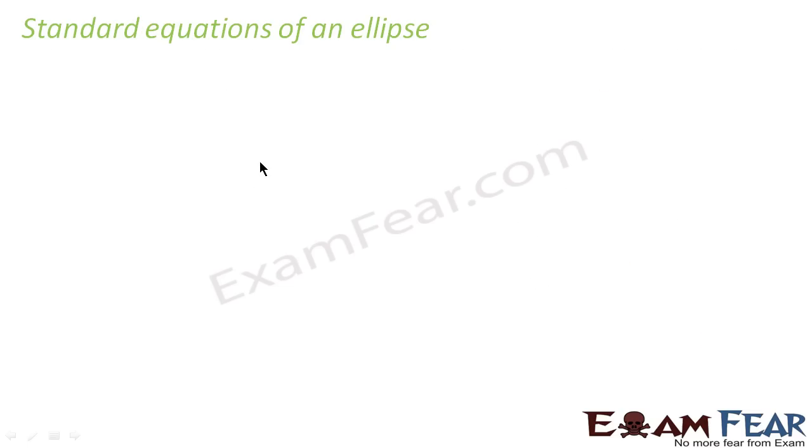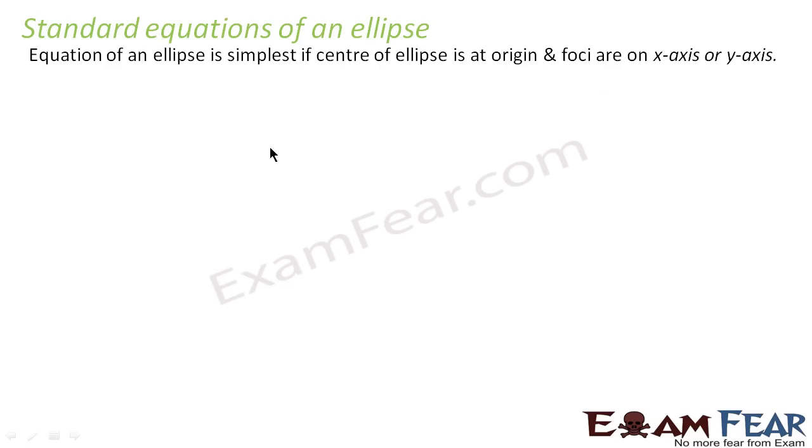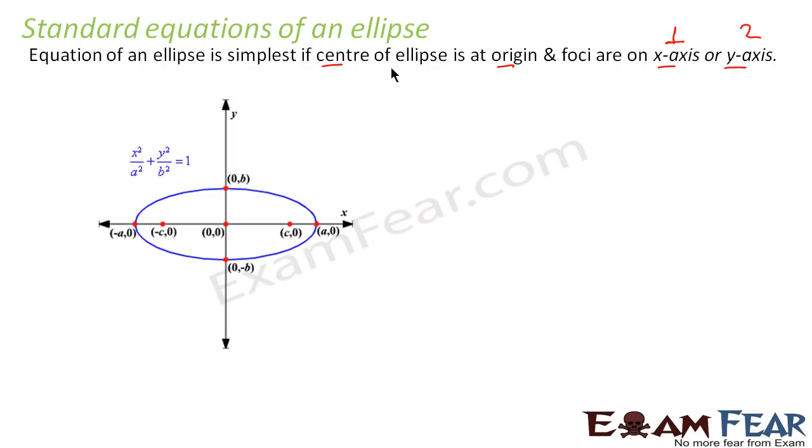Now let's see some standard equations of an ellipse. Again, as we have seen in the case of the parabola, in the case of the ellipse also, the equation is simplest if the center of the ellipse is at the origin and the foci are on the x-axis or y-axis. If the foci are on the x-axis, this is case 1. If the foci are on the y-axis, this is case 2. Let's take the first case.